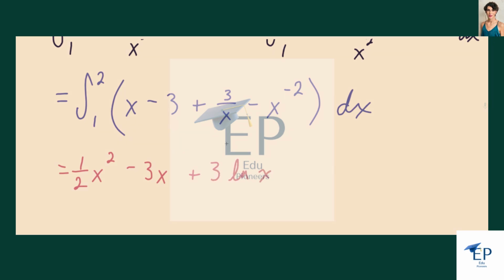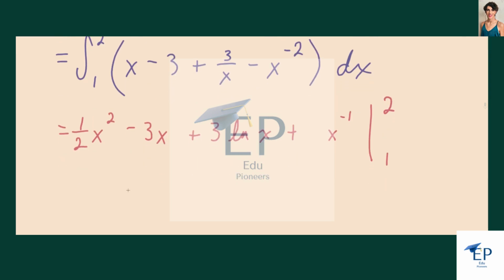That's the antiderivative of 1 over x. But then this one's fine. You add 1 to the exponent, multiply by the reciprocal, and then we're going from 1 to 2. So as we do all this shortcut and all this work, now we're ready to plug in our upper bounds, which is 2 squared is 4, half of that is 2, minus 6, plus 3 natural log of 2.